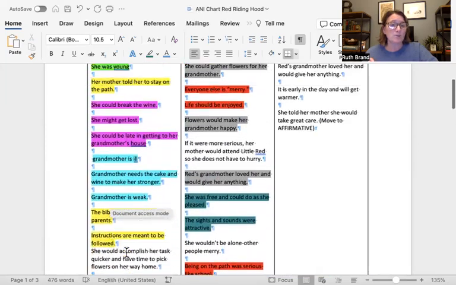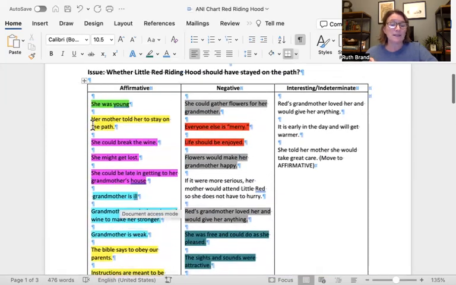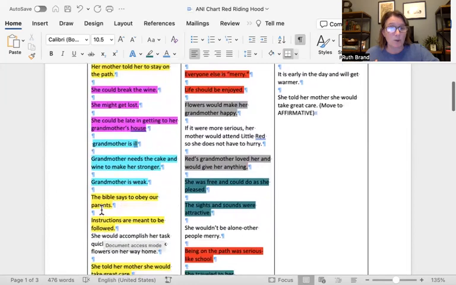So when I was done going through the whole list, I went back to the top and started at the next one. It was that her mother told her to stay on the path. Well, immediately my brain is like instructions, obedience. Okay, so that's the theme of that idea, and I'm searching for that. I went down through the list and I found the Bible says to obey your parents. Bells going off, ding, ding, ding. Those two go together.